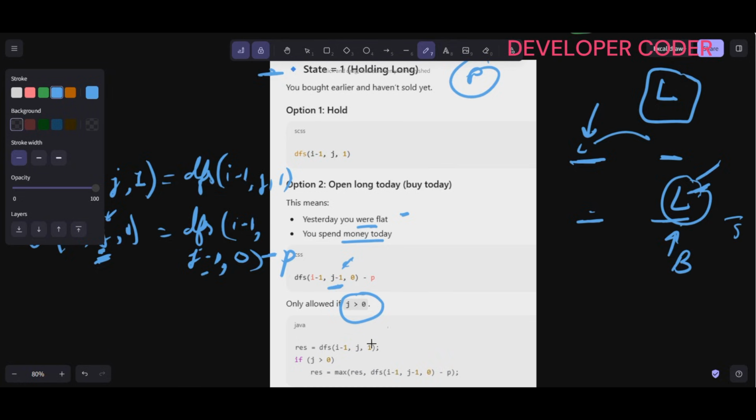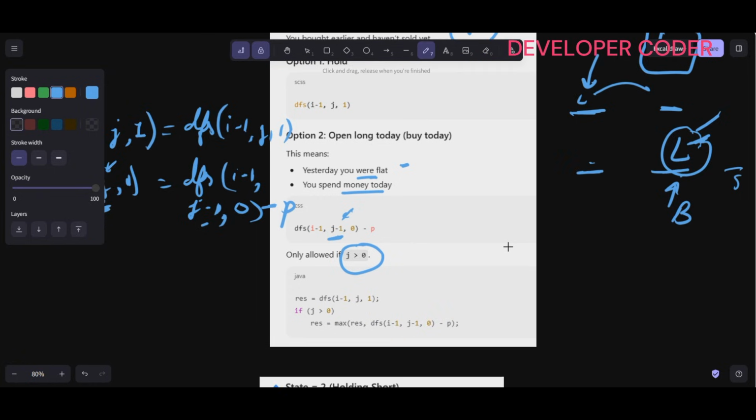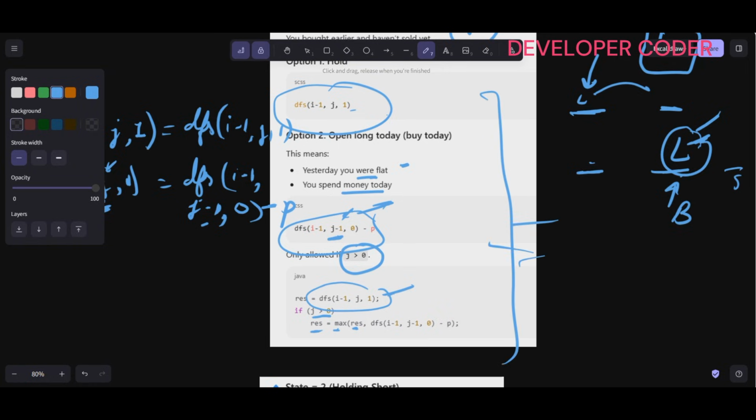In this case our result is going to be the best one again. So dfs of I minus dfs of I minus 1 j comma 1, first result taking this, and if j is greater than 0, then we are taking result as max of this result and this result. Among them, what is the best result? And we have to make sure that this j should be greater than 0. So this is the second transition.